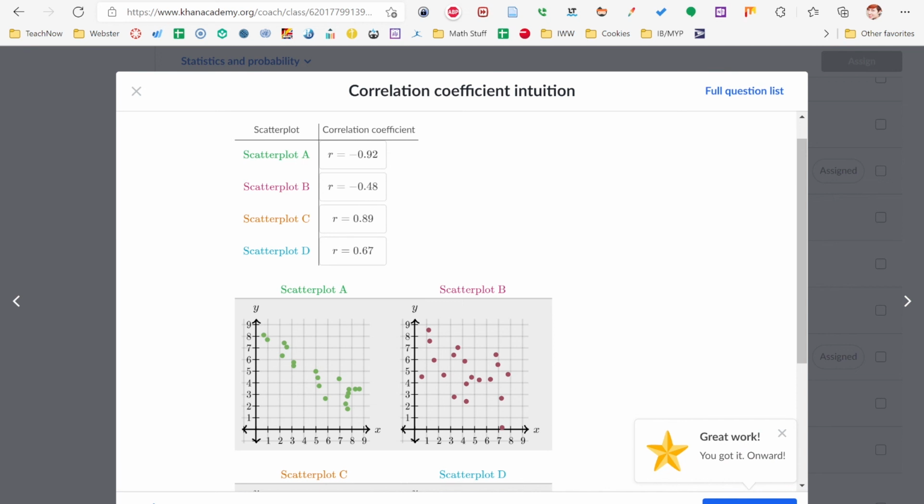That's the end of this video. It was just introducing these values for Pearson's product moment correlation coefficient and this one Khan Academy exercise where we use our intuition to match the value that we see with R with different scatter plots that we're looking at.